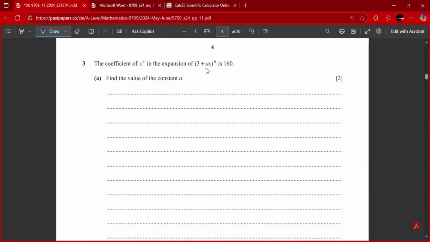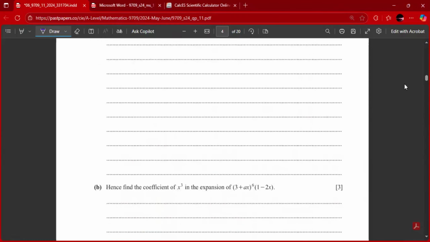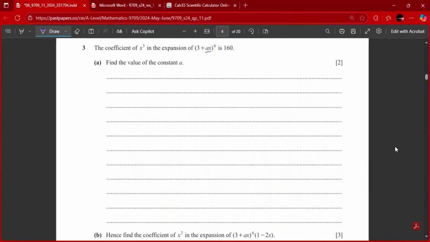Okay, find the value of a. 2 marks. The value of constant a. Instead of expanding this whole expansion, which is going to take quite a long time, and we have 1 hour 50 minutes to solve this paper, and I think it has 20 pages, meaning 11 or 12 questions, let's just try to find the x cubed term.